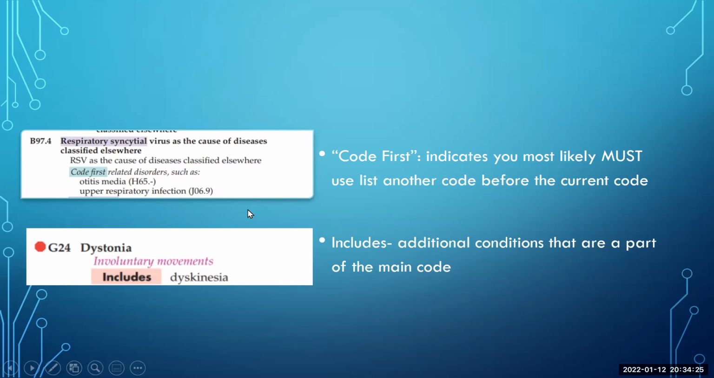Includes. So you'll see this note underneath a main term or a more general code, and it's just letting you know that this condition is also included in these codes. So it's just like maybe another name for the same condition or something that's very, very closely related to it. So like you can see here, dystonia, all the codes for dystonia are also going to include dyskinesia. And so that's just saying these two conditions are so similar and so closely related, all the same codes apply. So it's just giving you a little help there.